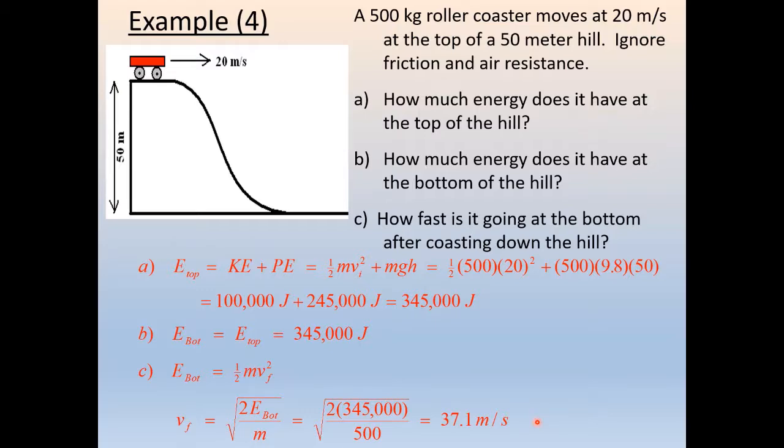And this answer makes sense. Remember, the roller coaster was going 20 meters per second up here. As it goes down the hill, it picks up speed because it's gaining kinetic energy. So it ends up going faster, at 37.1 meters per second.